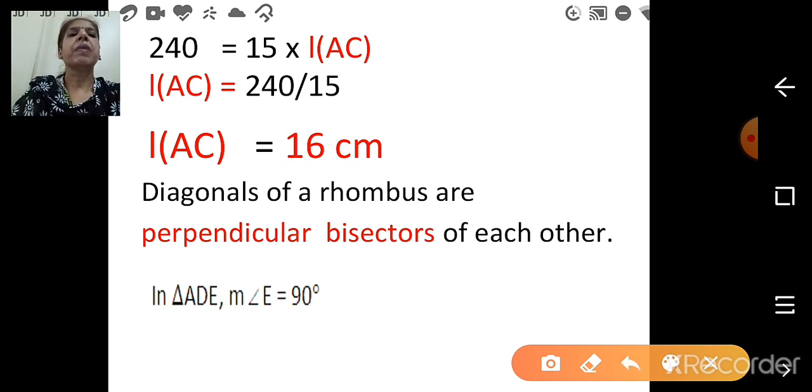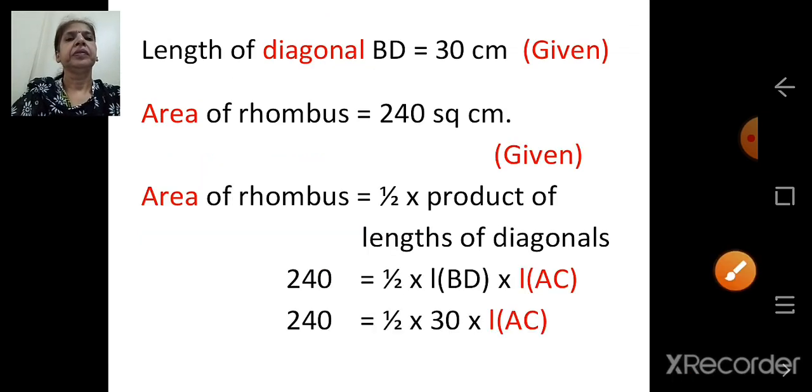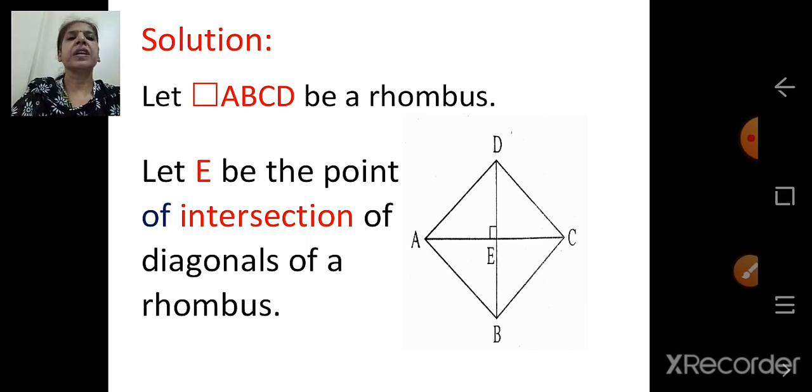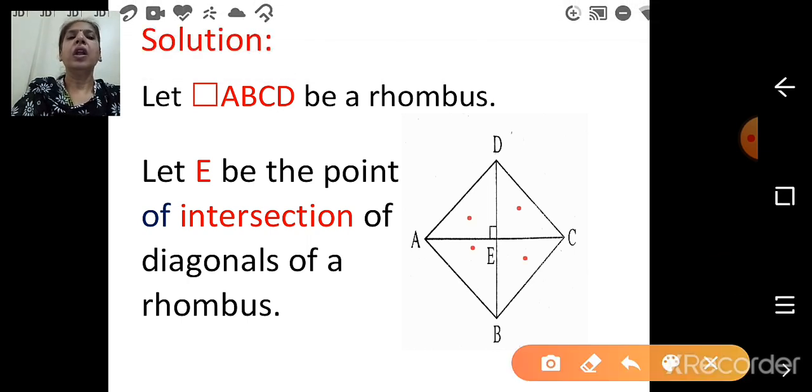Diagonals of a rhombus are perpendicular bisectors of each other. Now in triangle ADE, look at this figure. We know the diagonals divide the rhombus into 4 congruent triangles. All the 4 triangles are congruent. So we can take any one triangle. So I have taken the triangle AED. This triangle is taken. Now DE is half of BD.